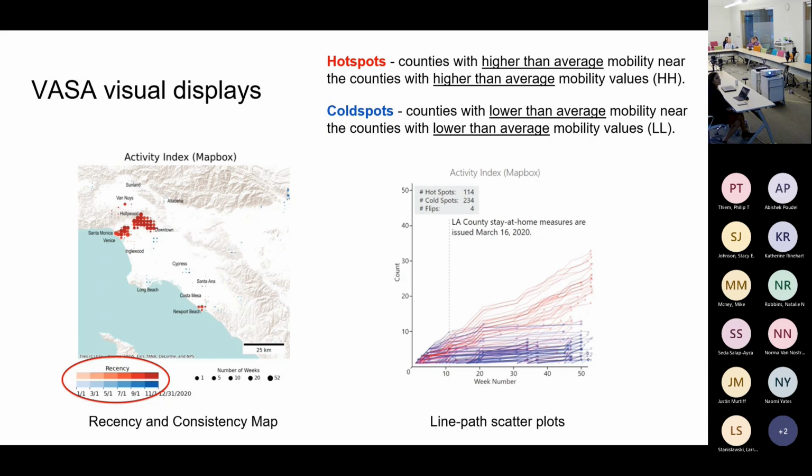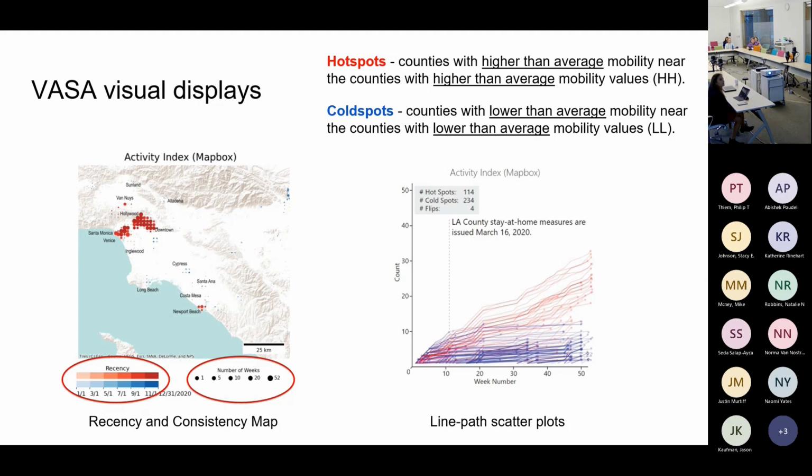The other thing that we've mapped was the consistency, and consistency is just the number of times that a specific county or census block group was classified as a hotspot. So if we had an observation period of 50 weeks and it was classified as a hotspot for 50 weeks, that would be high consistency. That would be a larger marker size. Over here, we can see that a lot of the census block groups in downtown LA were very consistent. So they were classified as hotspots for an extended period of time in the observation period.